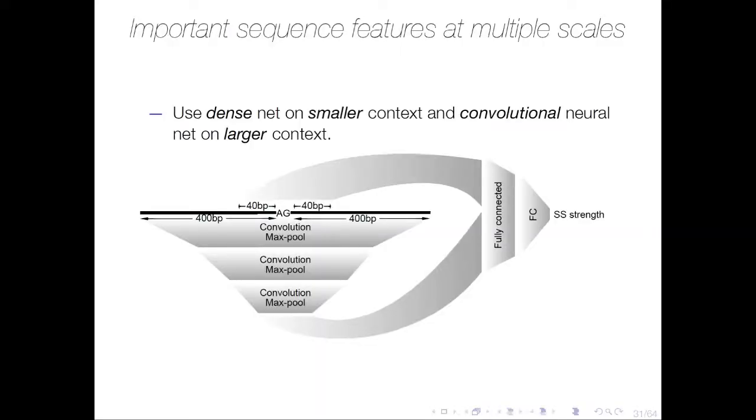But then we also use an 800 base pair window that's put into a convolutional neural network component because there are these elements known as splicing regulatory elements where RNA binding proteins can bind in these positions and influence whether this position is used as a splice site or not. So we use these two components that are combined through a couple more layers of fully connected neural nets to give a final splice site strength.